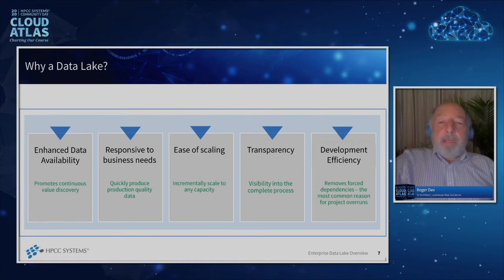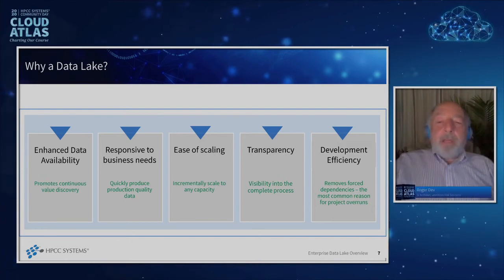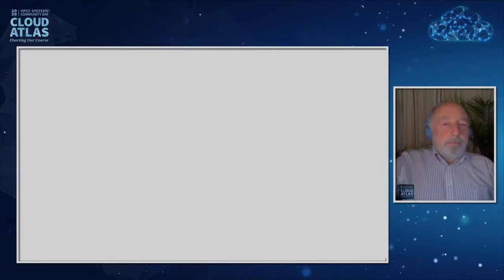Development teams can also scale efficiently without forced dependencies among teams or single points of contention. It's well documented that inter-team dependencies are the most common causes of project delays and cost overruns. I'll discuss later in my deep dive session how these dependencies can be nearly eliminated using data lake technology.